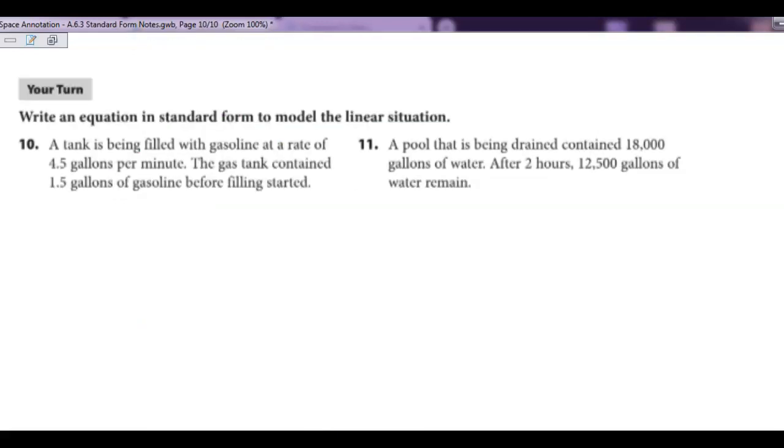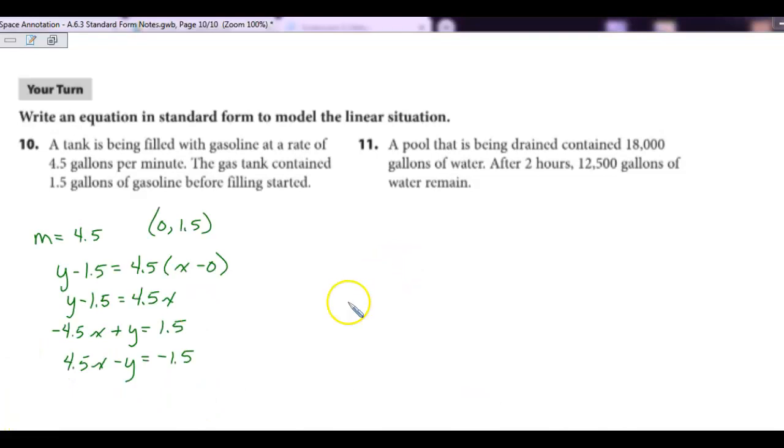Try number 10. Make sure that you find your slope and then use it to write your point slope form, and then use that to find your standard form. You should have realized that the rate of 4.5 gallons per minute is your slope, so 4.5. And the gas contained 1.5 gallons before being filled, so at 0 time, it was at 1.5. There's your ordered pair. Plugging that into the slope-intercept form and simplifying it, then moving your x and your 1.5 over, you get 4.5x minus y equals negative 1.5.